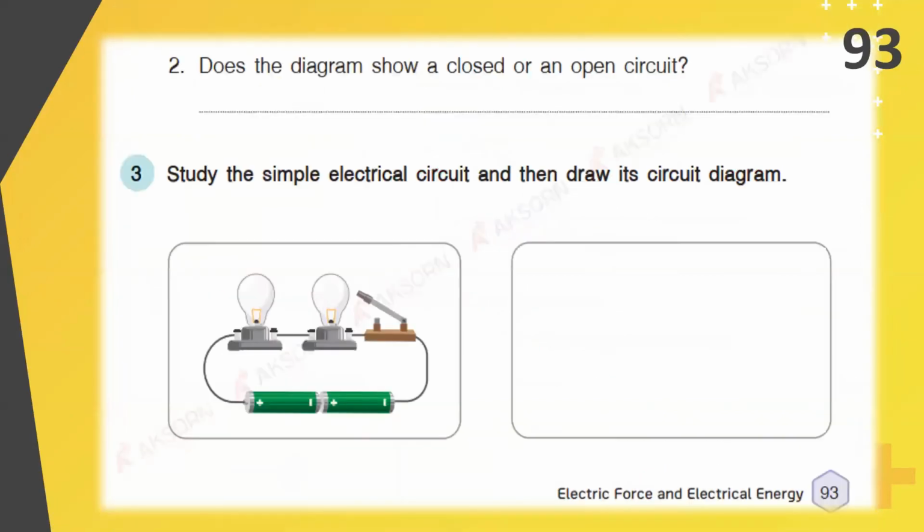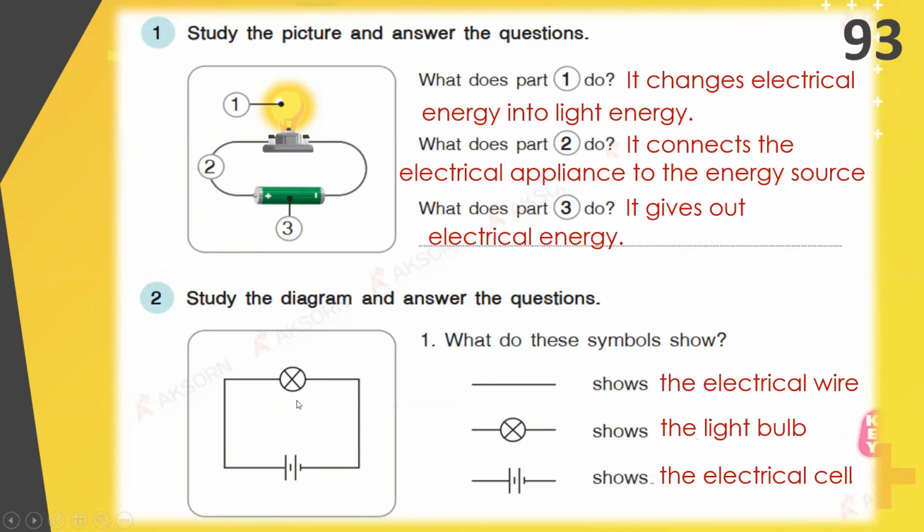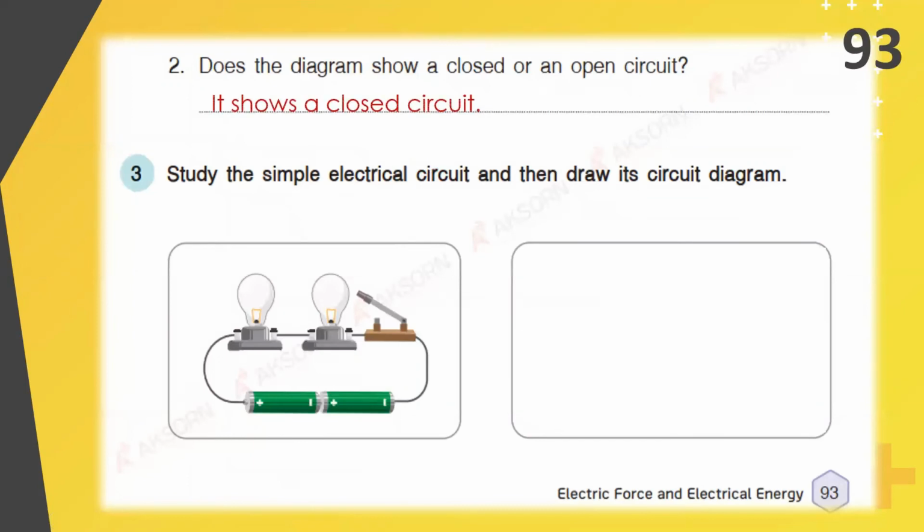Now let's proceed to number 2. Does the diagram show a closed or an open circuit? We are talking about this diagram. Is this a closed or open circuit? If you said it's closed, then you're correct. It shows a closed circuit. For number 3, study the simple electrical circuit and then draw its circuit diagram. This is the picture, and we can see 2 bulbs, 1 switch, the electrical wires, and 2 cells. So how do you draw that using symbols? You can pause this part to finish your drawing.